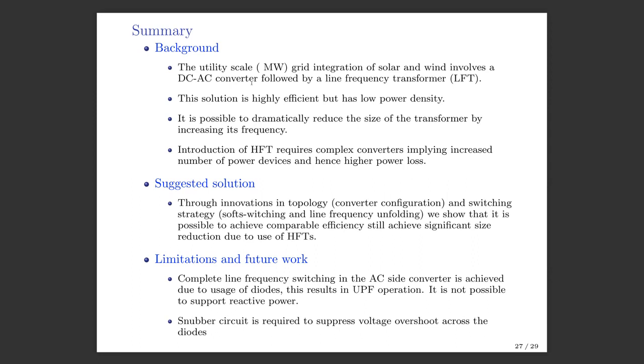So like what happens with other synchronous generators, the grid may ask you to now provide some reactive power. Now these converters, the way they are, because of the diodes, cannot provide that, right? So this is one of the major limitations, and we are working to see how we can improve over that. And then finally, something we have really pushed under the carpet, because we all know this work is based on phase shifted full bridge and PWM converters, right?